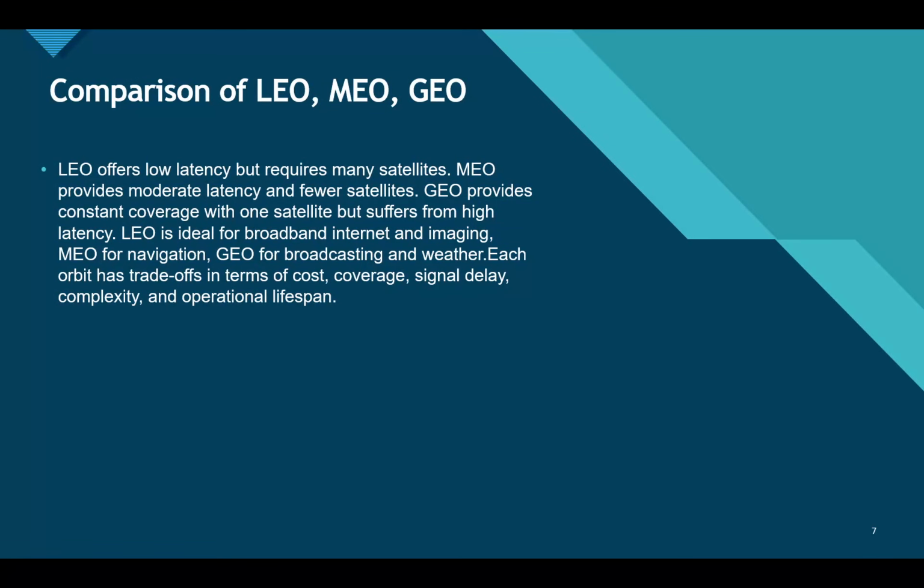Then we have a comparison between LEO, MEO, and GEO. Each orbit has its strengths and weaknesses. LEO offers low latency and high resolution imaging but requires more satellites, whereas MEO provides a good balance, with fewer satellites than LEO and better latency than GEO. GEO provides constant coverage and is perfect for broadcasting but suffers from high delay as signals have to travel a long distance. So we can say that LEO is ideal for broadband and MEO is best for navigation systems. And at last, GEO is used for communications.